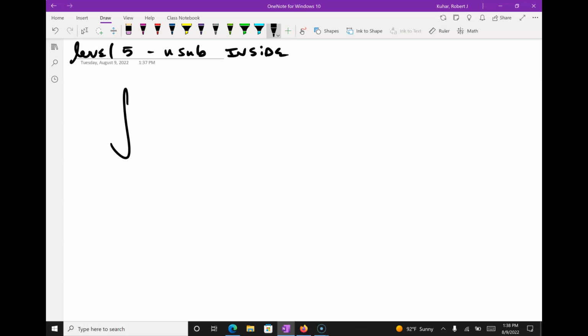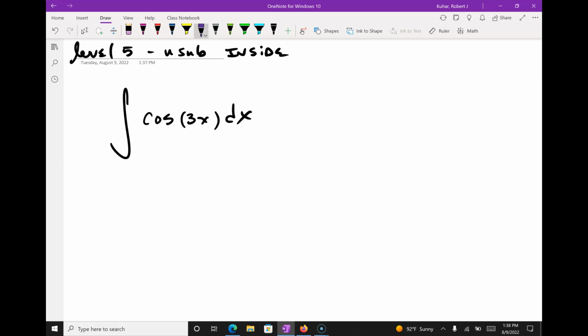So let's do cos of 3x dx. So I'm going down my list. It's definitely not something I recognize. It's definitely not a power rule. There's no long division or something like that. I see a function cosine. Do I see a sine? No, so it's not level 4. So I'm now on level 5.